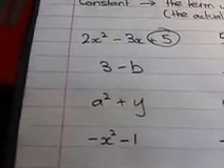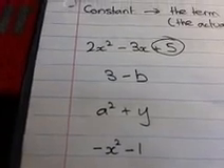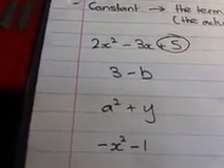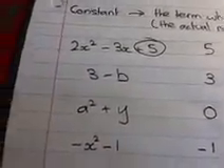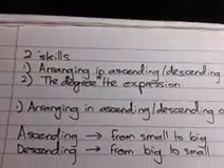Negative x squared minus 1, 1 is a number, but constants look at the sign as well. So it's not just 1, it's minus 1. There are 2 skills associated with the parts of an algebraic expression. That's arranging them in ascending and descending order of powers, as well as the degree.